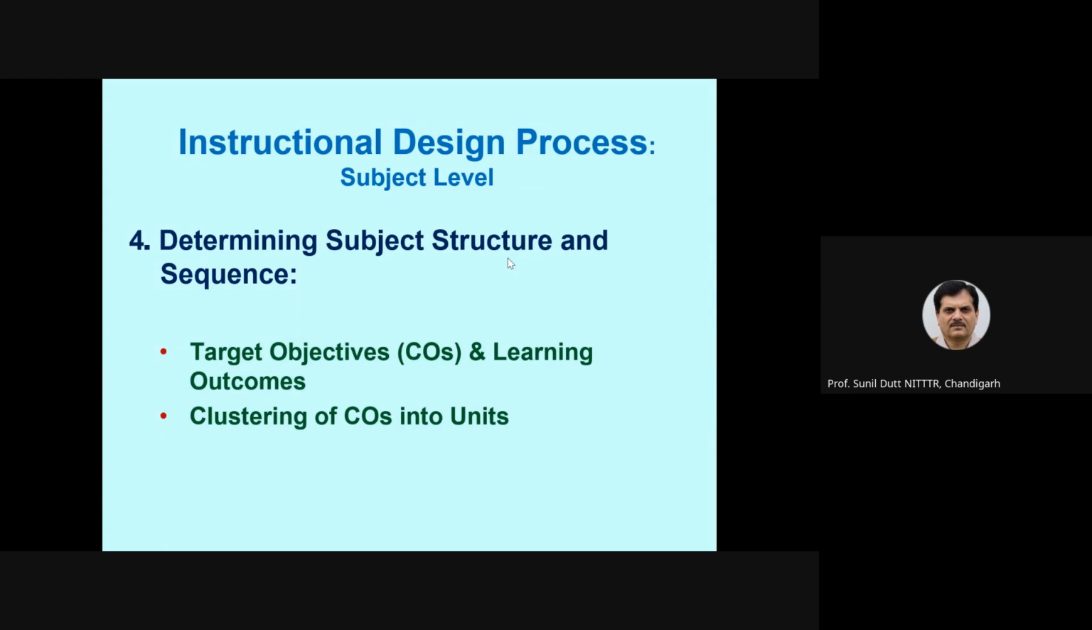So each subject has a set of target objectives. These days you will find that the syllabi of a particular subject begins with a set of objectives. That is what the student will be able to do after the completion of a complete subject. Then each subject has different units, and each unit has a number of topics. So we go to learning outcomes.